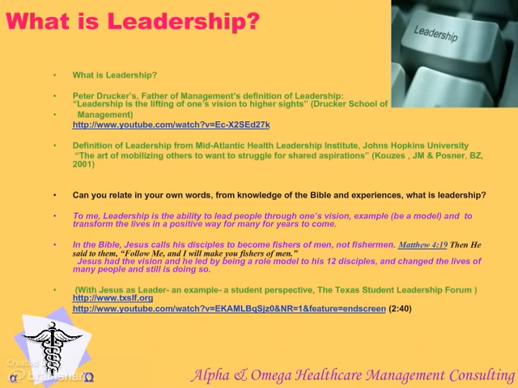So what is leadership? There are many definitions of leadership. I'm going to highlight some of the common ones that I like and that are out there in the management literature and from a Christian worldview point. Peter Drucker, the father of management, defines leadership as the lifting of one's vision to higher heights. Kouzes and Posner define leadership as the art of mobilizing others to want to struggle for shared aspirations. This I've taken from the Johns Hopkins University Mid-Atlantic Health Leadership Institute, where I was a scholar for a year.